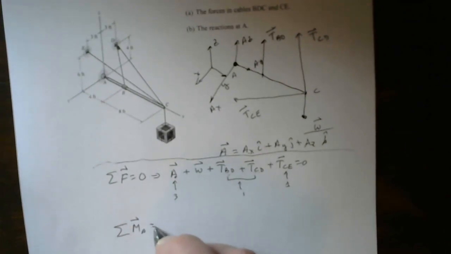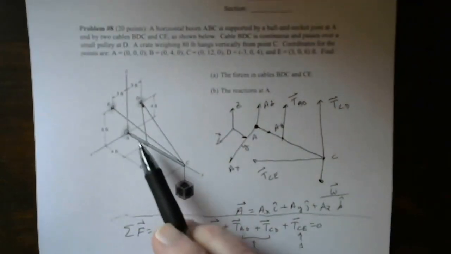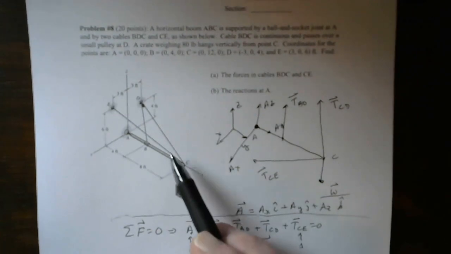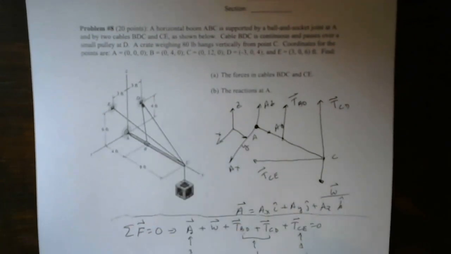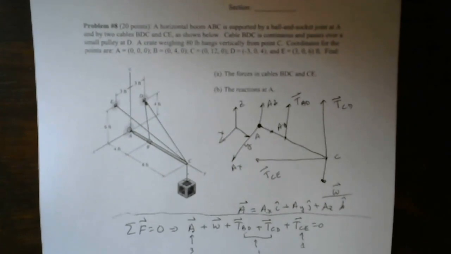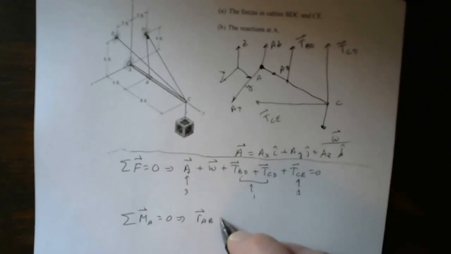All right, so I have the vector sum of the moments about A is equal to 0. There's a moment about A due to the weight of the crate. There's a moment about A due to TCD, to TBD, and to TCE. So there are going to be four terms in that equation. What I have then is, again, the cross products. I always use the cross product, so it's RAB cross TBD.